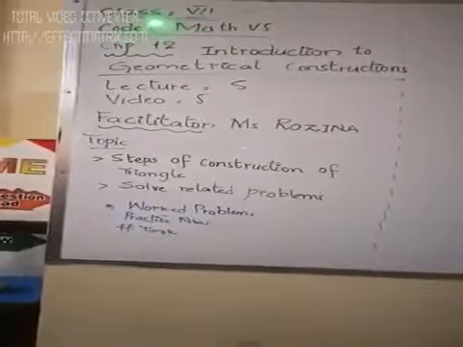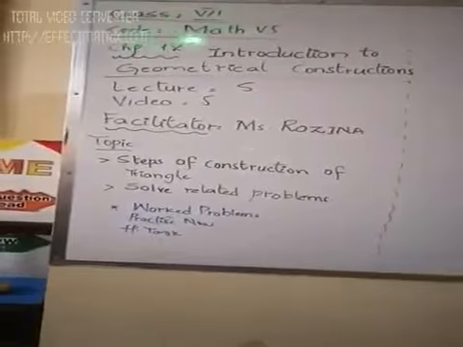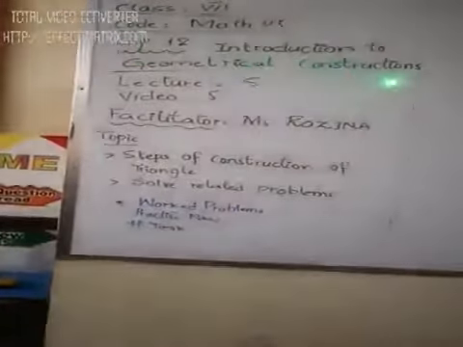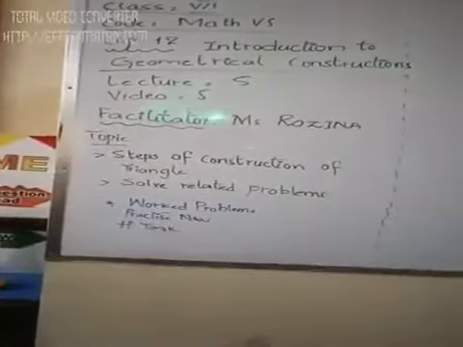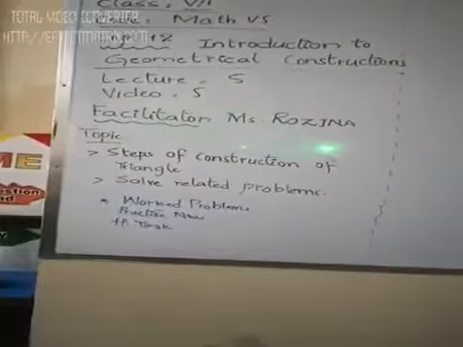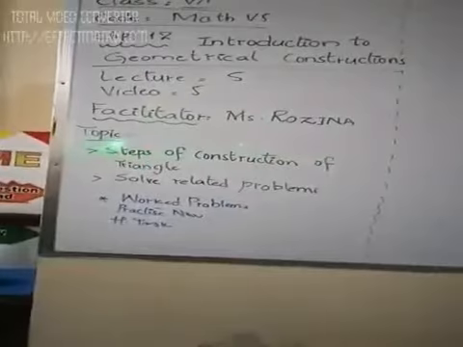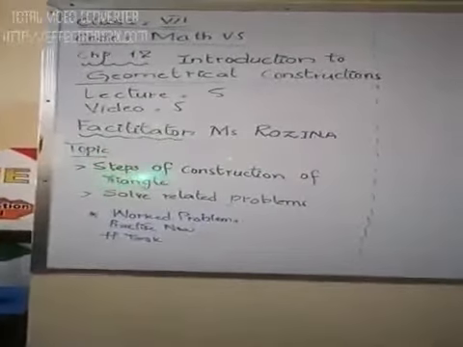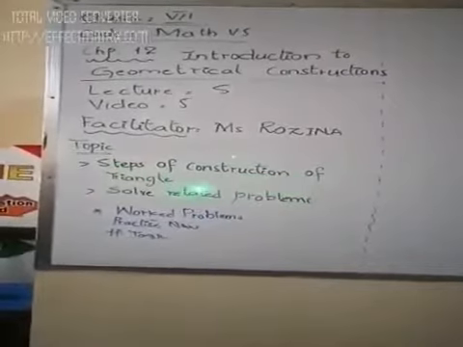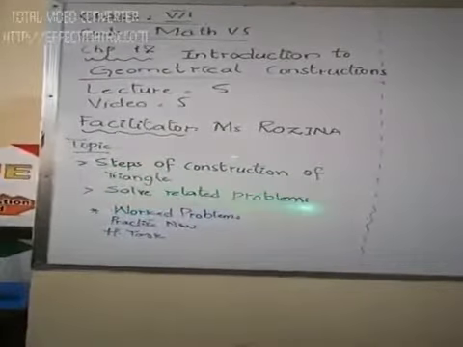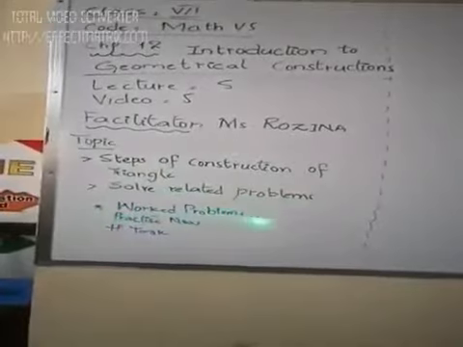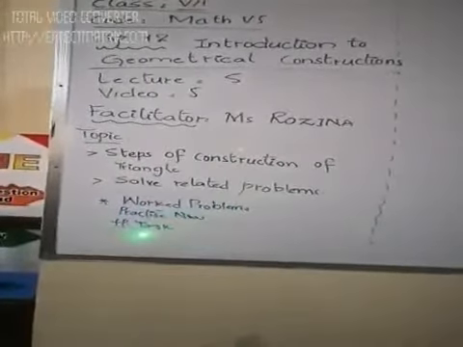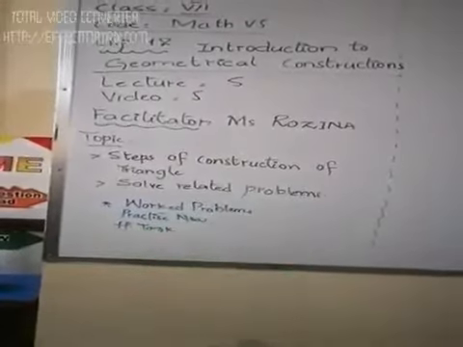Dear students, today I come up with the topic of class 7, Board Maths V5, Chapter 12, Introduction to Geometrical Constructions. This is Lecture 5, Video 5, and the facilitator is me, Ms. Susina. Today we are going to cover the steps of construction of a triangle, solve related problems, do worked problems and discuss them, as well as practice, and I will give you home tasks as well.